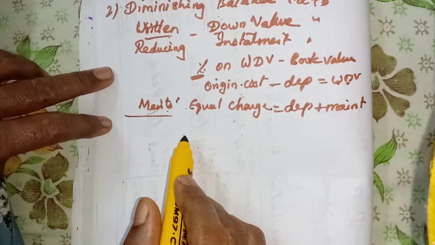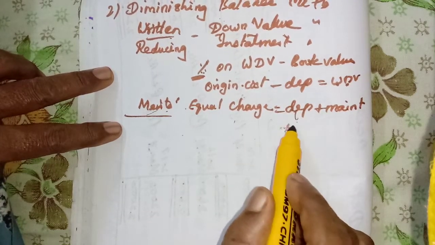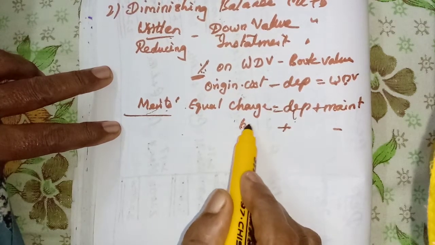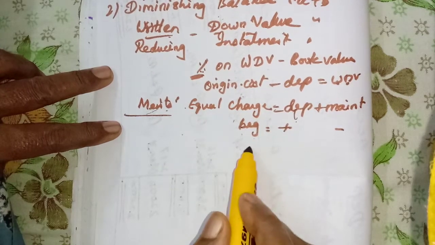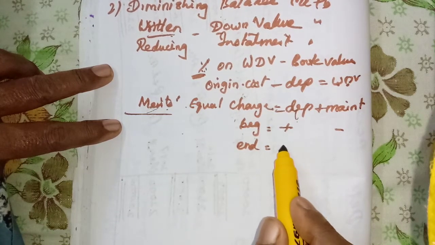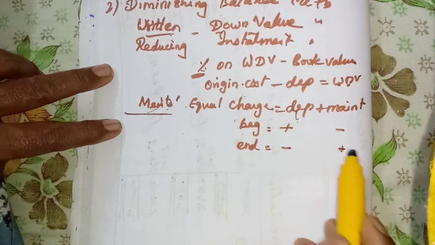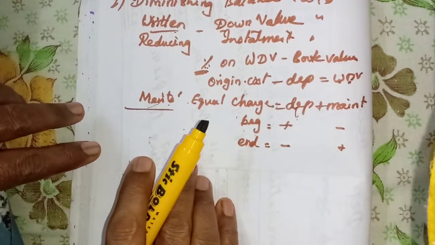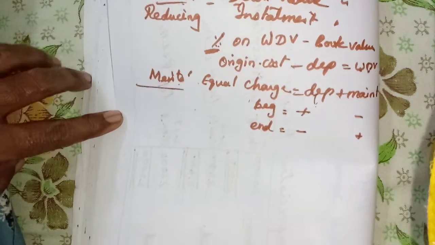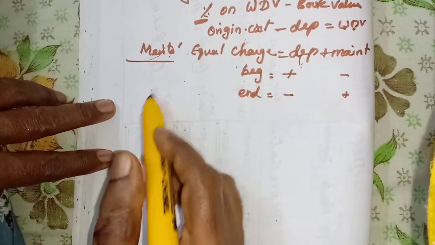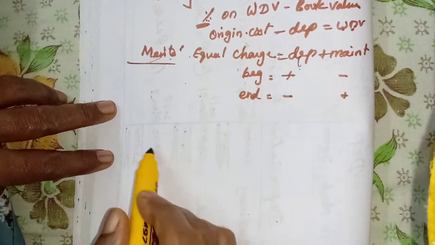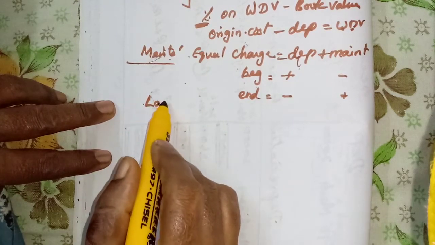In the beginning of the life of the asset, the depreciation will be more, but the maintenance will be less. Around the end of the life of the asset, the depreciation amount will be less, but the maintenance cost will be more because once the machine gets older, they need to do more maintenance work to make it run. So it will make the equal charge for all the years from the beginning till the end of the life of the asset. And it is a logical method.